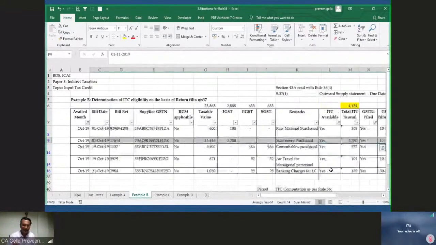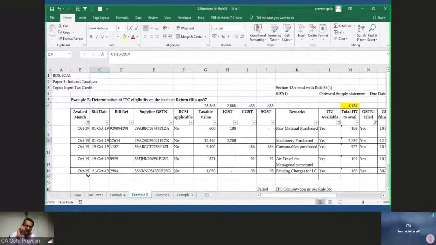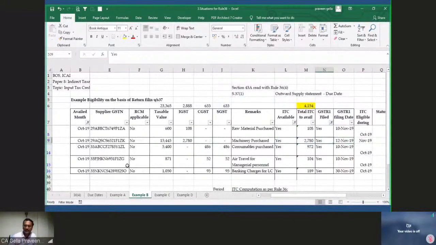Why? Again I'm repeating. This purchase, row number 9, my bill dated is 1st October. Taxable value 15,000, 2,780 is my IGST. Now when I look into GSTR1 filing, row number 9, column N9, GSTR1 filed, yes. But was it filed within the due date under section 37? Answer is no. My due date is 10th, but he has filed on 12th. For that reason, I'm saying that I'll take the credit in the month of November. This is what I'll mark for November.